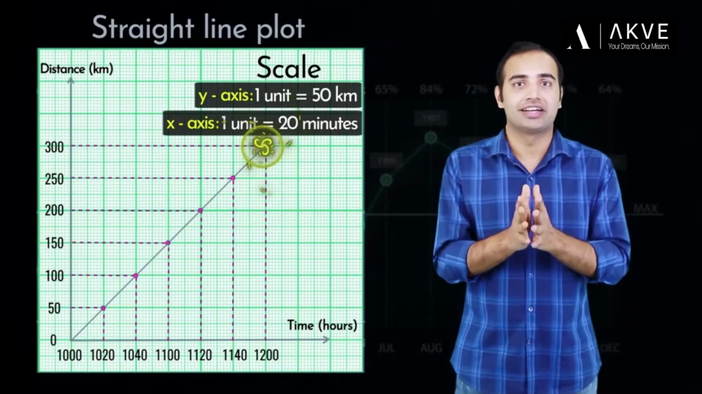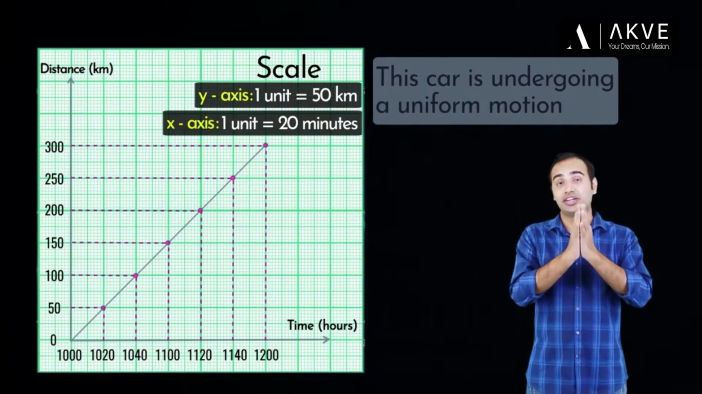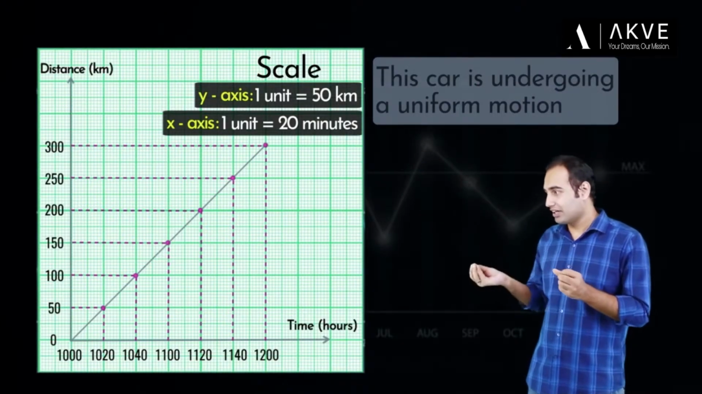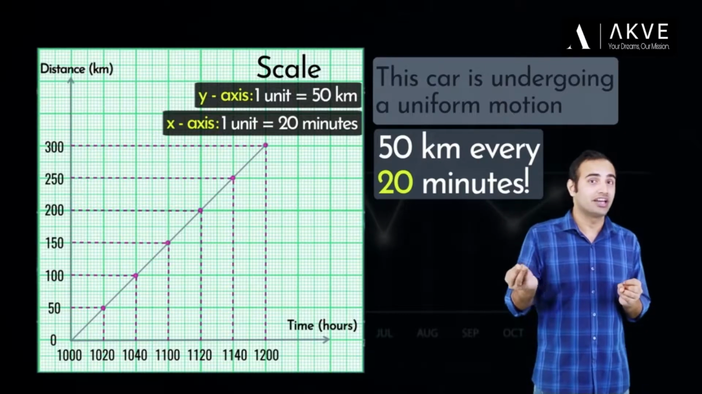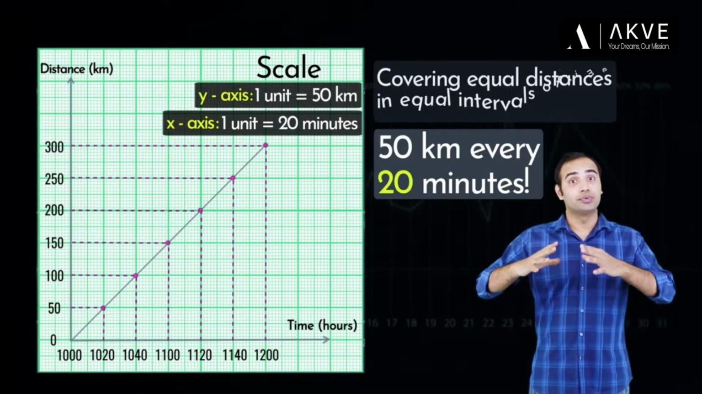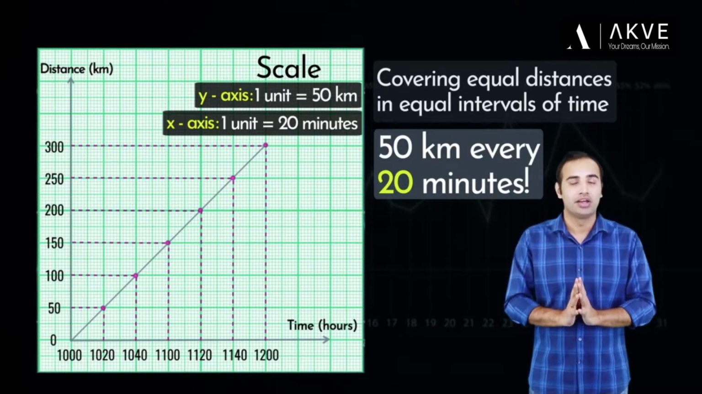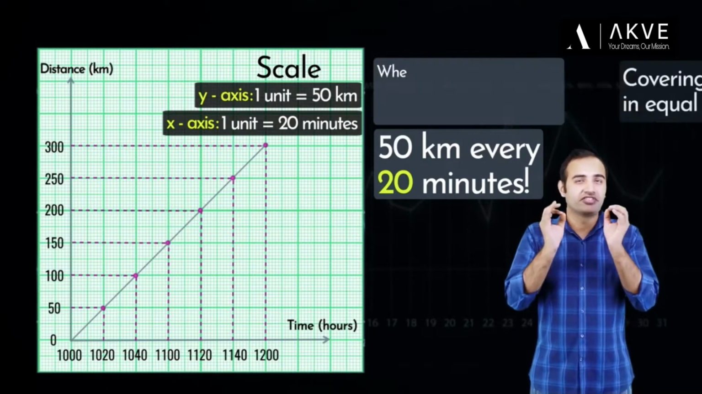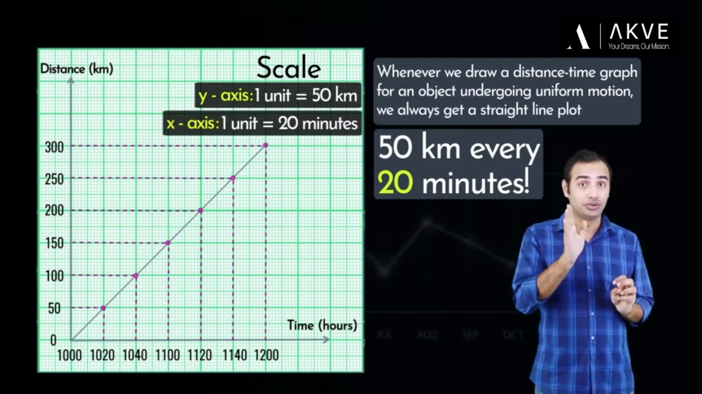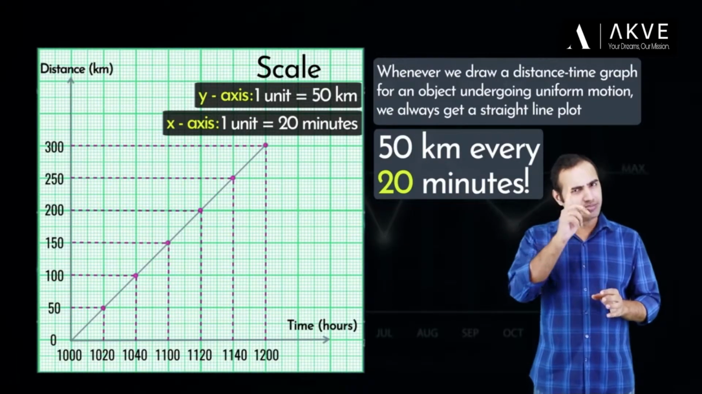Now the first thing that I can infer from this graph is that this car is undergoing a uniform motion. Now how did I say that? Well, if you carefully see, this car covers 50 kilometers distance every 20 minutes of time interval. So basically this car is covering equal distances in equal intervals of time. Now that's uniform motion. Now this also tells us that whenever we draw a distance-time graph for an object undergoing uniform motion, we always get a straight line plot. Keep that in mind, guys.